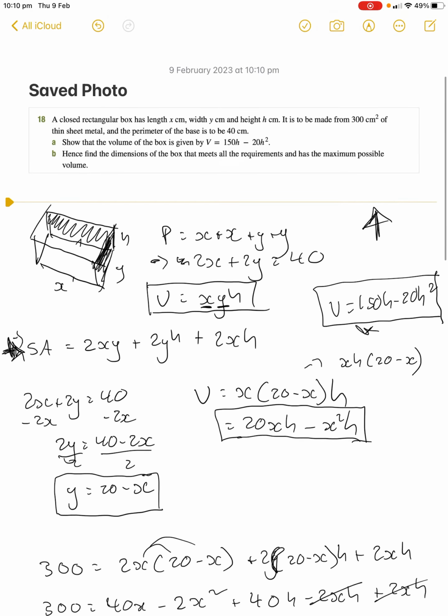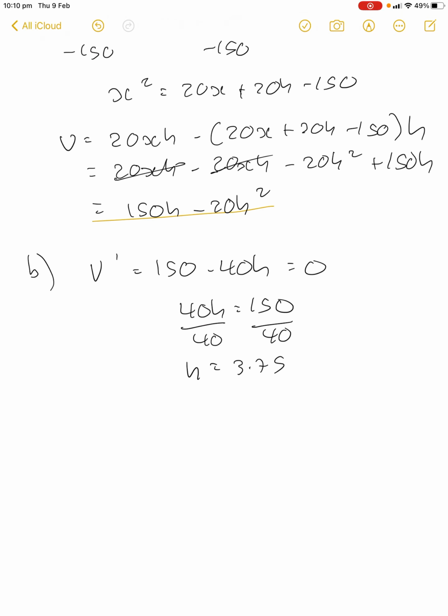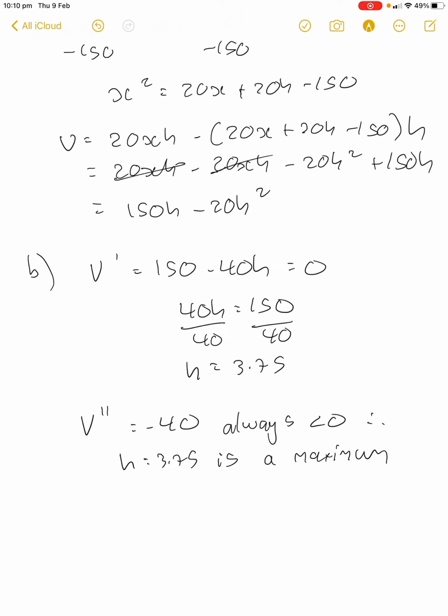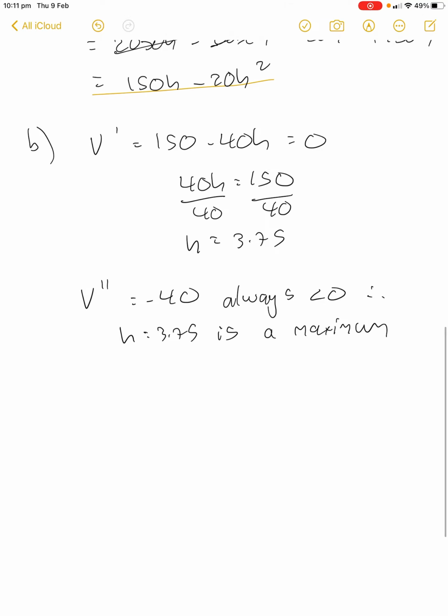We want this to be a maximum possible volume. So I'm going to need the second derivative, which is always less than 0. Therefore, h equals 3.75 is a maximum, because if the second derivative is always less than 0, then it will always be a maximum. And that value, because that is the stationary point, will be the maximum of my curve, or my imaginary curve I've drawn. Now I've got this value here, I'm going to need to find x, and I'm going to need to find y.